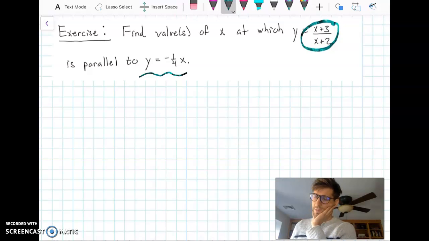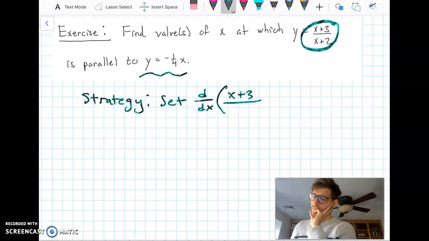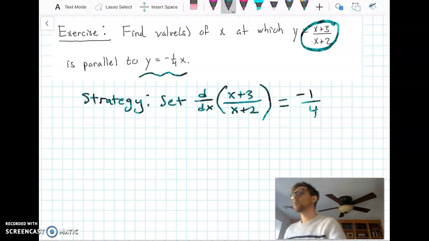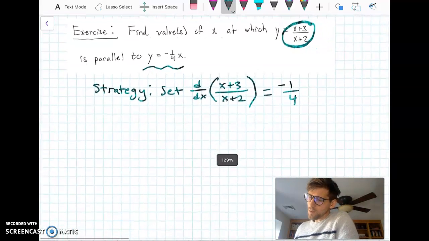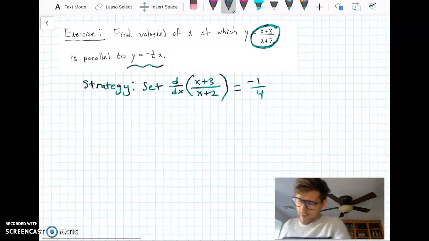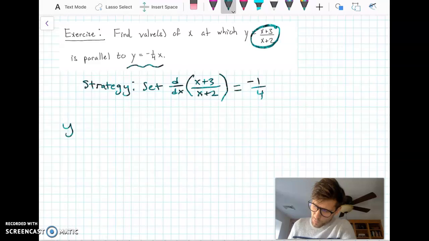So, kind of like we had Kai's strategy last time, I think our strategy on this problem would be to set the derivative of the function equal to the slope, because parallel means having same slope, and the slope is negative 1/4. Alright, so, this looks like it's going to involve that new rule we got. Low D high minus high D low. Okay, so y equals, first let's write the function first, just to have it.